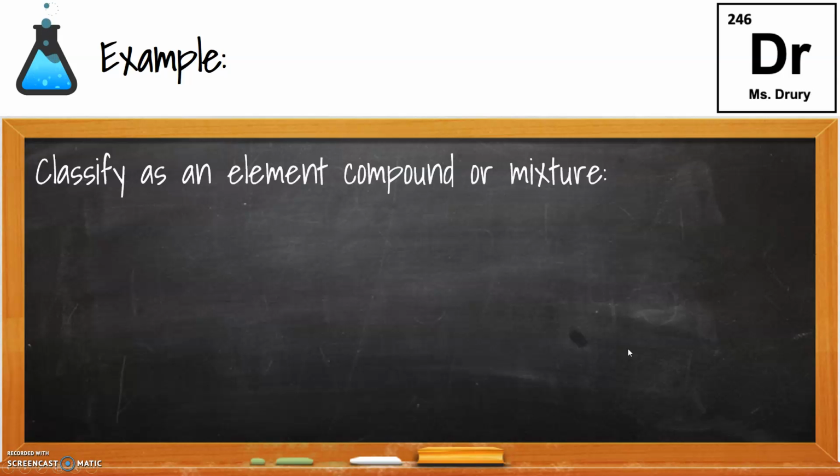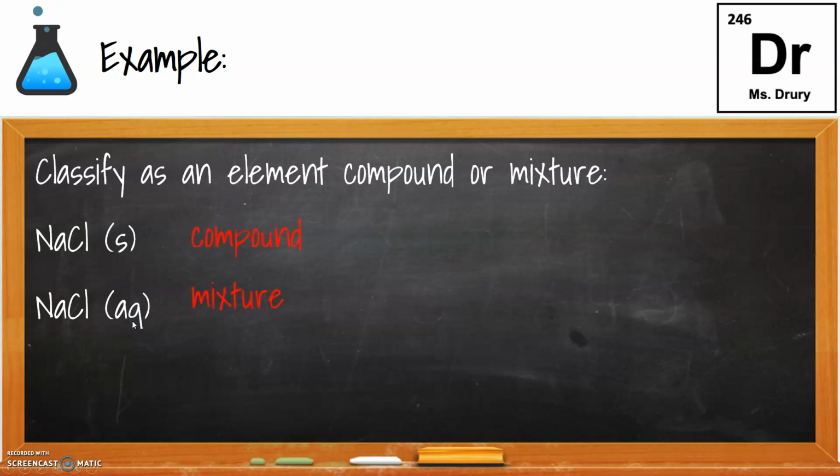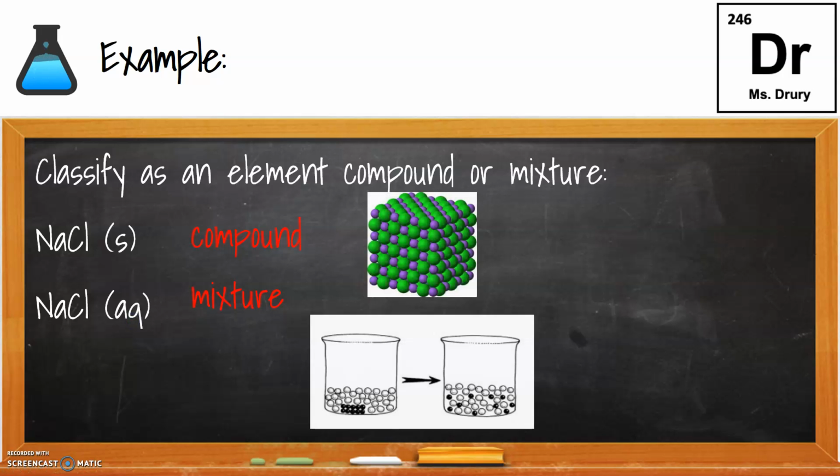So classify the following as an element, compound, or mixture. Sodium chloride, because there are two capitals, a sodium and a chlorine, is a solid compound. Whereas sodium chloride aqueous means that the sodium chloride compound is now in water. So aqueous means that it's a mixture of salt and water. Specifically in this case it would be a homogeneous mixture because we know that salts dissolve. So again, solid means that the particles are connected, and then the aqueous means that it's been mixed into water.